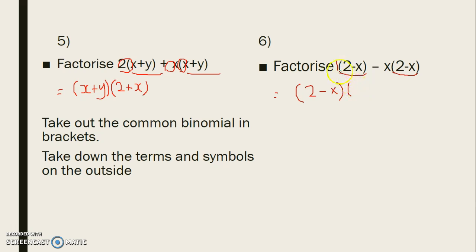That means the term out here is 1, so I'm going to bring down the 1, and I'm also going to bring down the takeaway symbol and the x. Close the bracket, and I've successfully used the common binomial to factorize this expression. So that is the final answer for example 6.